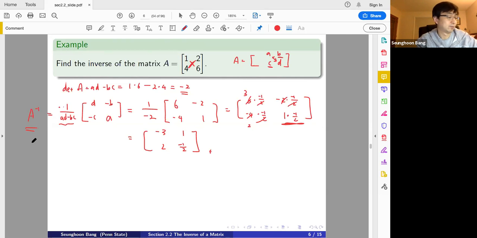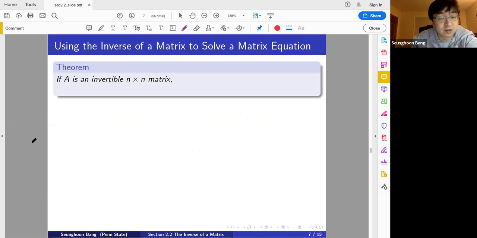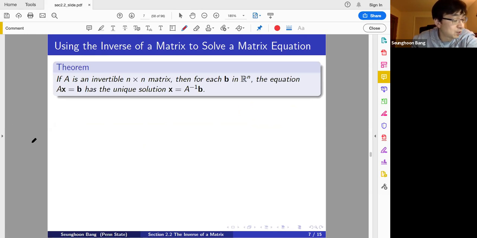Next one: using the inverse of a matrix to solve a matrix equation. If A is an invertible n by n matrix, then for each B in Rn, the equation Ax equals B has the unique solution x equals the inverse of A times B. How can you show this? This is a proof. Show that x equals A inverse B is a solution of Ax equals B.